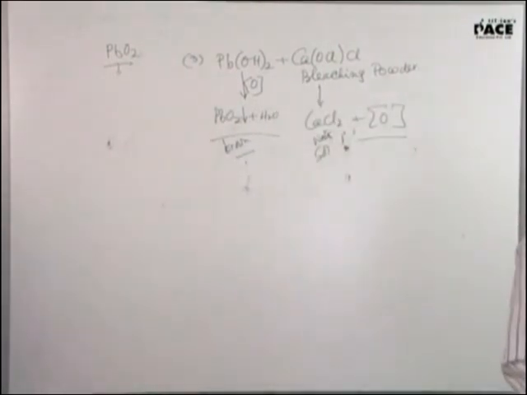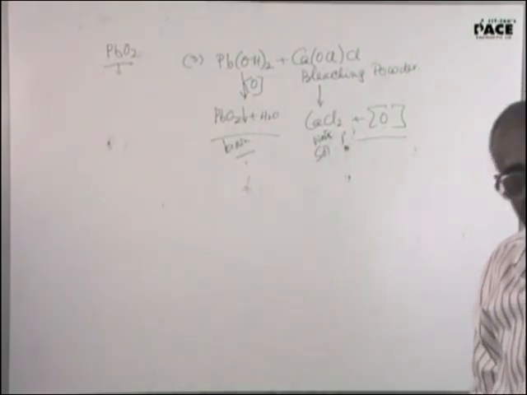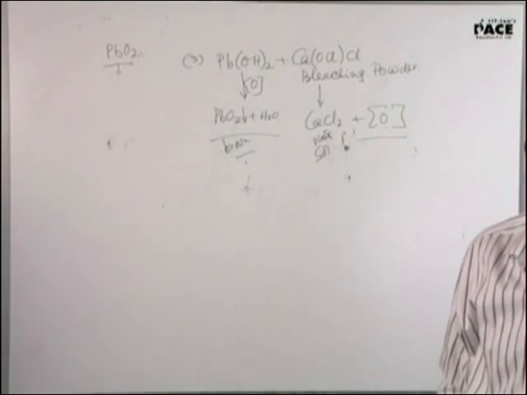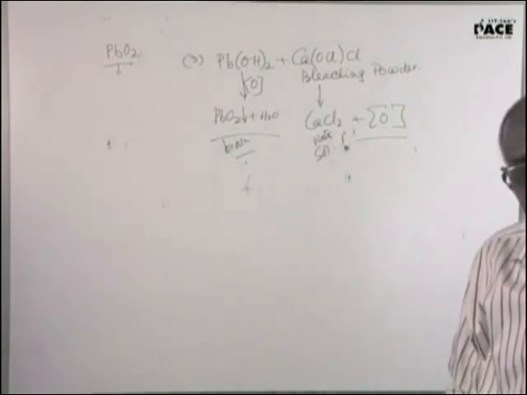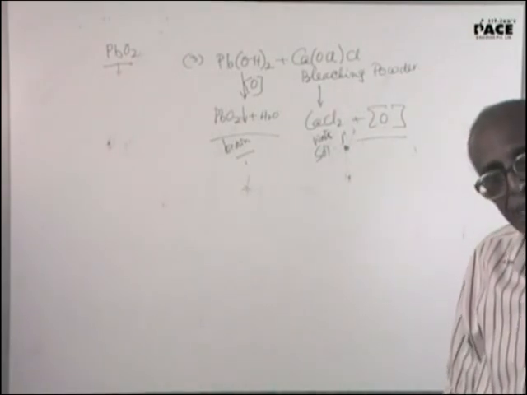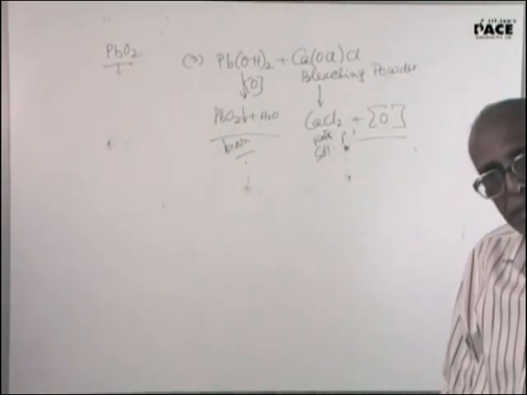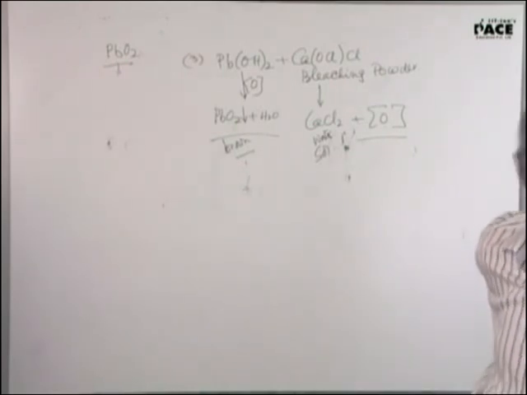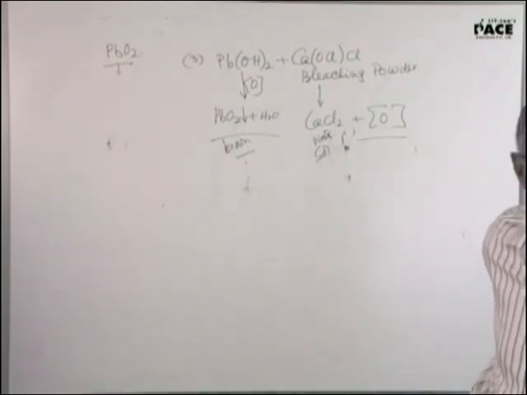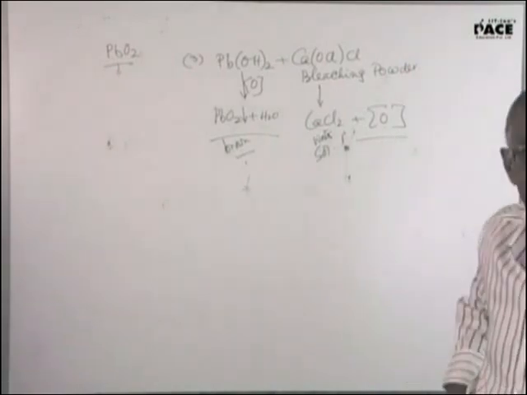So the second and third methods are the same method, concept-wise same. In one case, I start with a chloride salt, convert it into hydroxide, and then react with hypochlorite to get lead dioxide. In the third method, I start with lead hydroxide and react with bleaching powder, another oxidizing agent. Why is bleaching powder an oxidizing agent? Because it gives nascent oxygen.